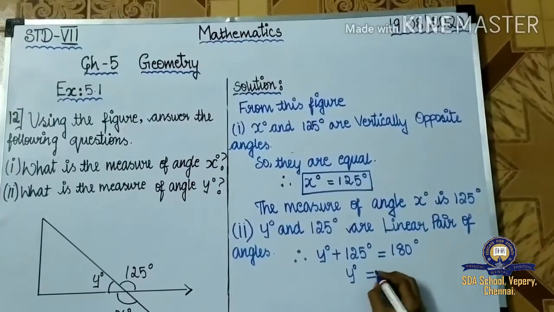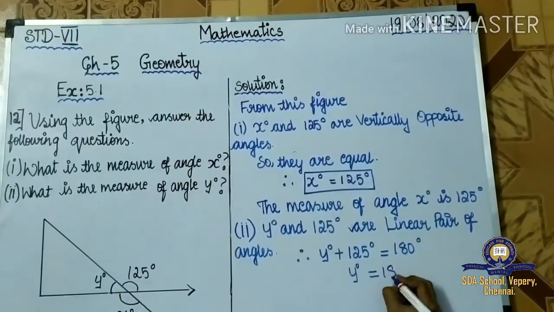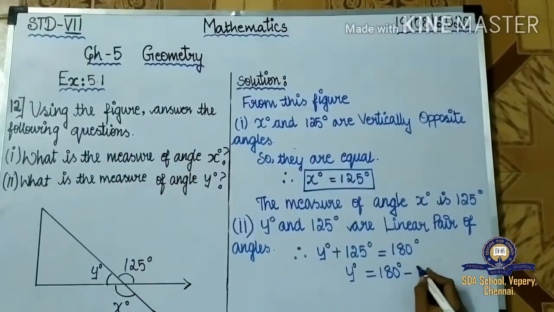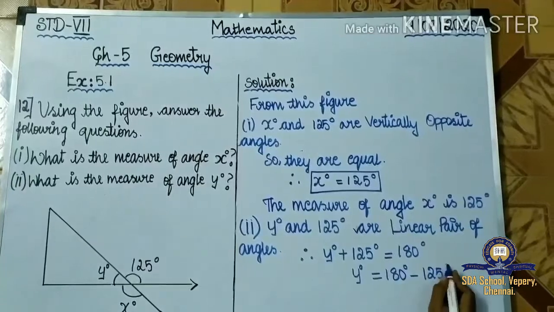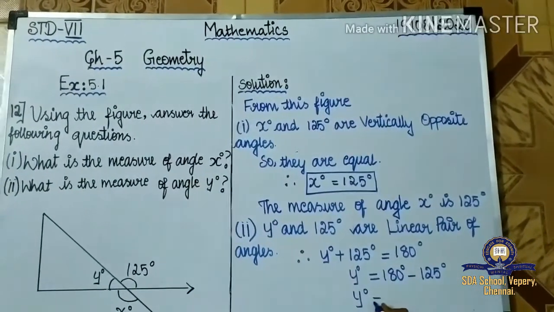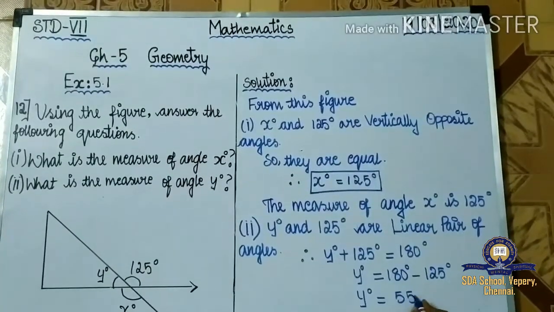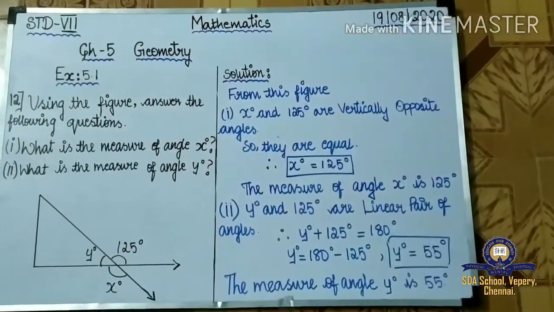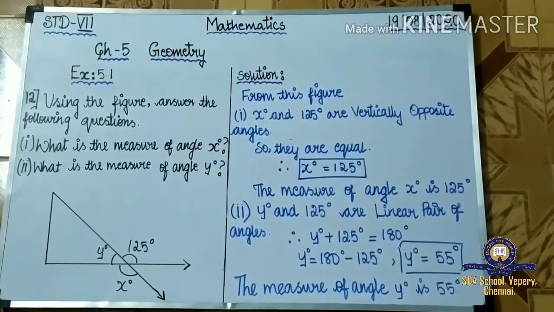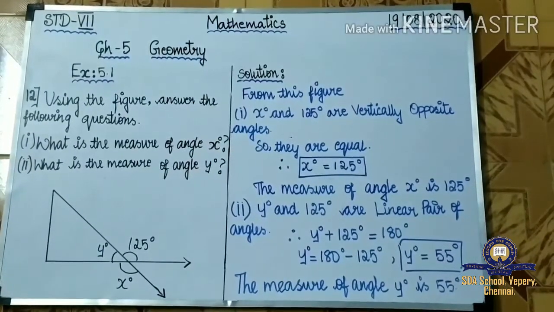So y degree, keep it as it is. So 180 degree, the 125 moves to the right side and becomes minus. So minus 125. Finally, y degree equal to 55 degree. Finally, the measure of angle y degree is 55 degree. Are you clear, students?